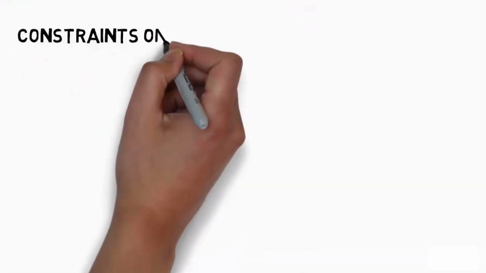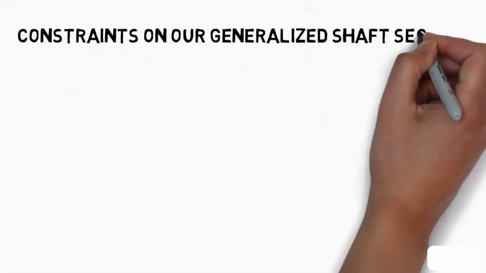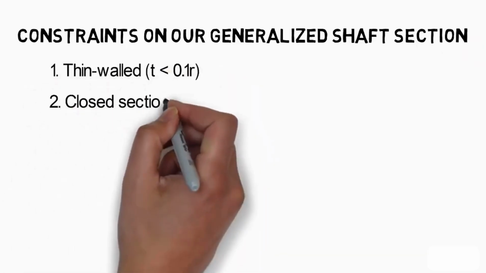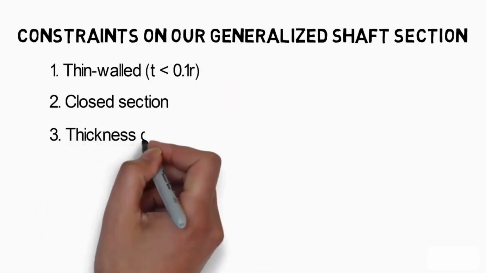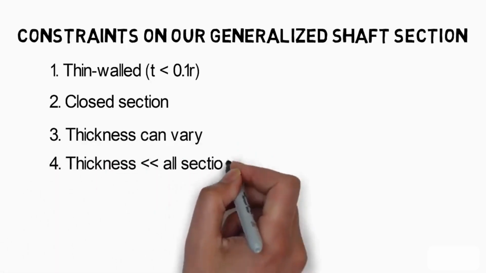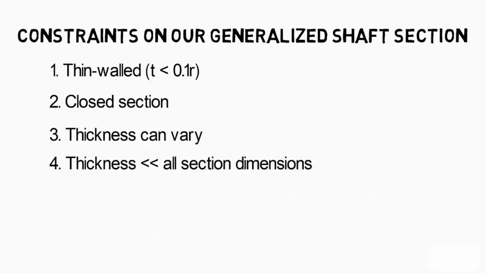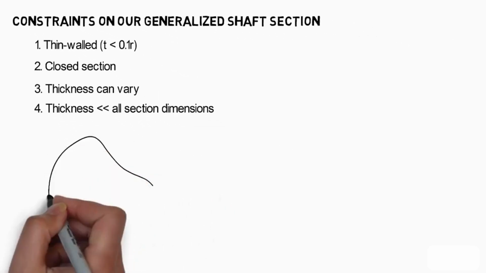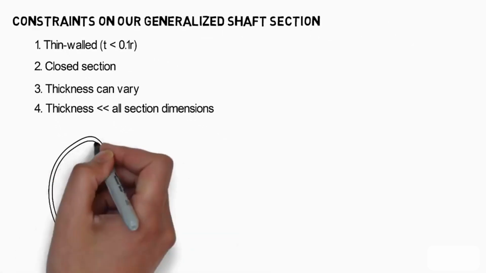To generalize our analysis, we will consider an arbitrary thin-walled shaft with a closed cross-section subjected to torsion. We will allow the thickness to vary around the cross-section. However, the thickness at every location must be much smaller than the distance of the cross-section perimeter to the central axis of the shaft. To illustrate these constraints, consider the following three cross-sections.